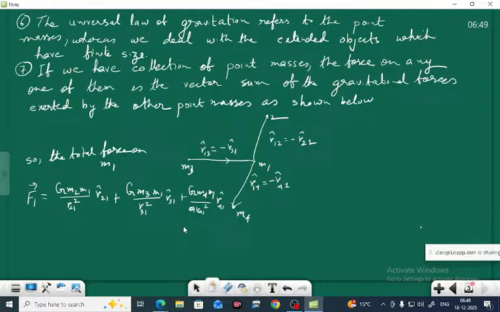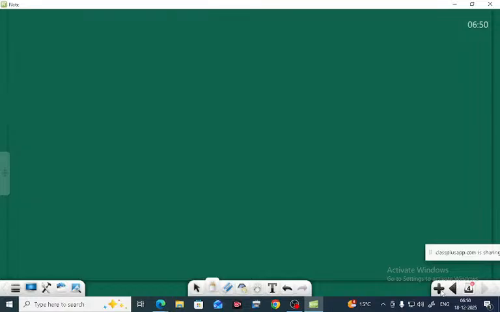So you can find here that if we have a collection of point masses, the force on any one of them is the vector sum of the gravitational forces exerted by the other point masses, as shown below. In this way we got the result. So if we add all the vectors, we will get the force on them. In this way you can find the vector sum. So these are the various characteristics of gravitational force. Not only that, there are other characteristics also. Now characteristics number 8.